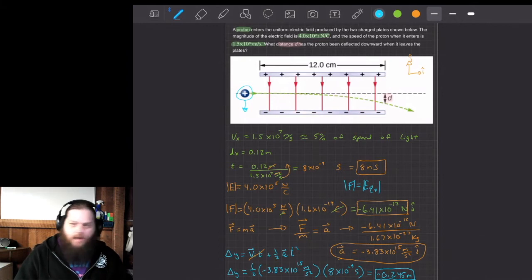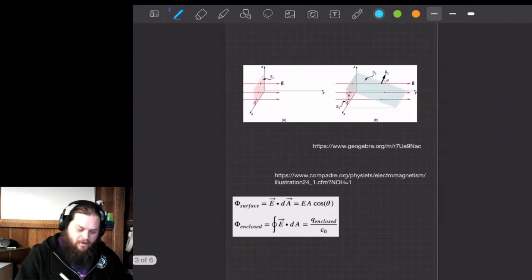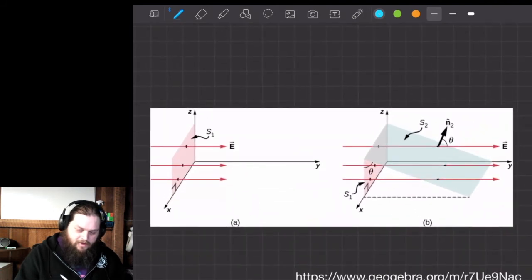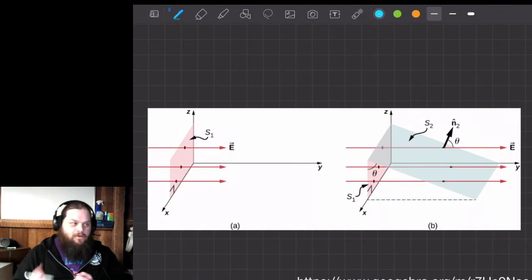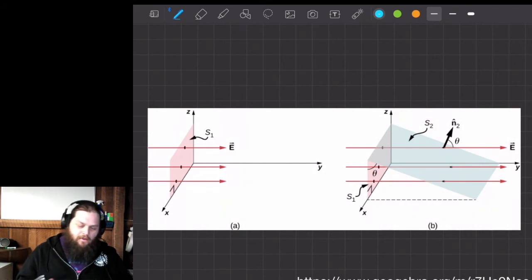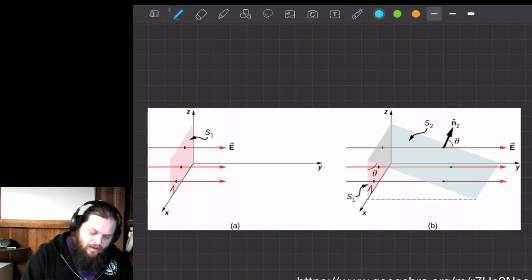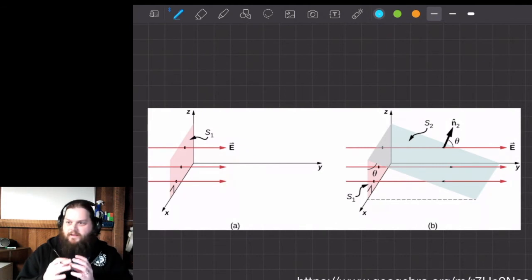So now we're going to move on into flux. And flux is a fun beast. Flux is literally how much of something goes through a given area. In this case, electric flux is what we're going to focus on, and electric flux is the amount of the electric field which travels through a specific area that we're looking at. The flux is going to be determined based on the angle difference between the electric field and that area.